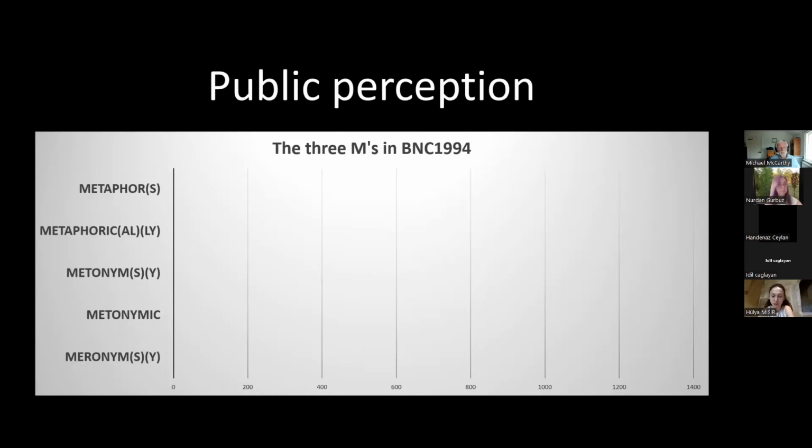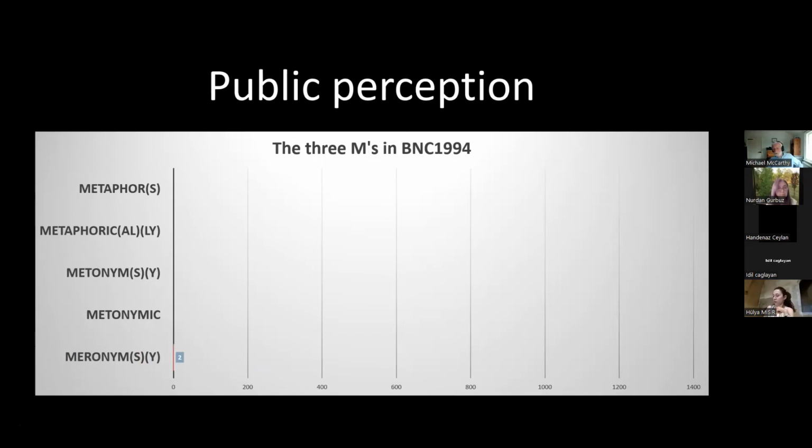And I've taken the different forms on the left here: metaphor, plural, metaphors, the adjective metaphoric, and the alternative form metaphorical, and the adverb metaphorically, the noun metonym, plural metonyms, and the concept metonymy, and the adjective metonymic, and the noun meronym, plural meronyms, and the concept meronymy. I haven't got an adjective or an adverb here because I couldn't find any. And this is what I found.